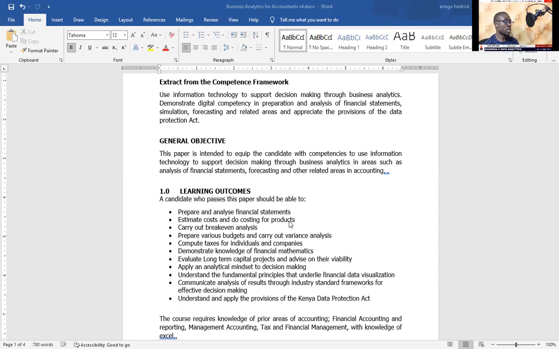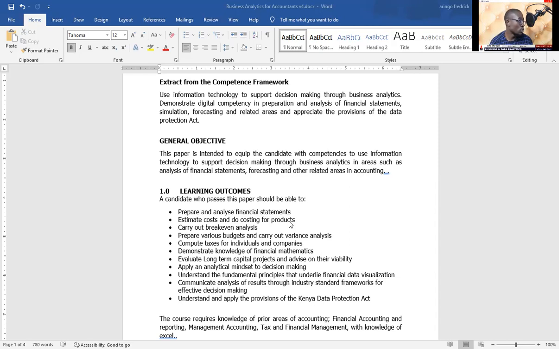You'll also be required to estimate cost and do costing for products, and carry out break-even analysis. I know majority of you, from your knowledge of management accounting, the one you've been doing under CVP, are all familiar with how to do this on paper. But what if you are given it in a practical environment? How will you be able to handle that? This unit will enable us to understand the practical area of break-even point analysis and how it is applied in the real world, in business situations. So that is very key.